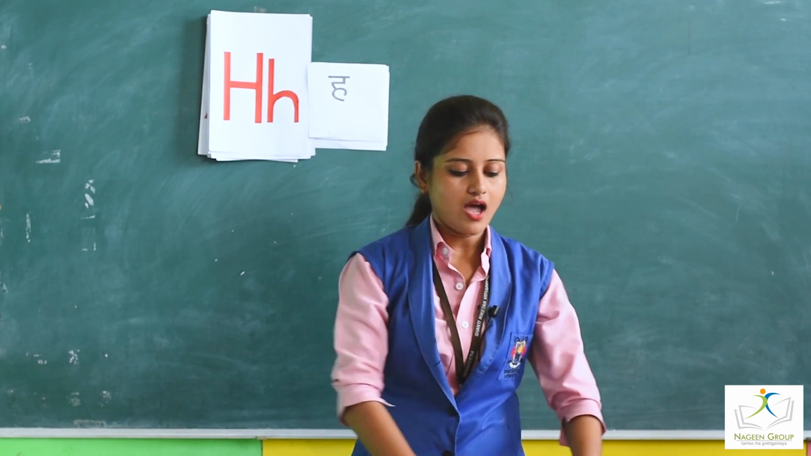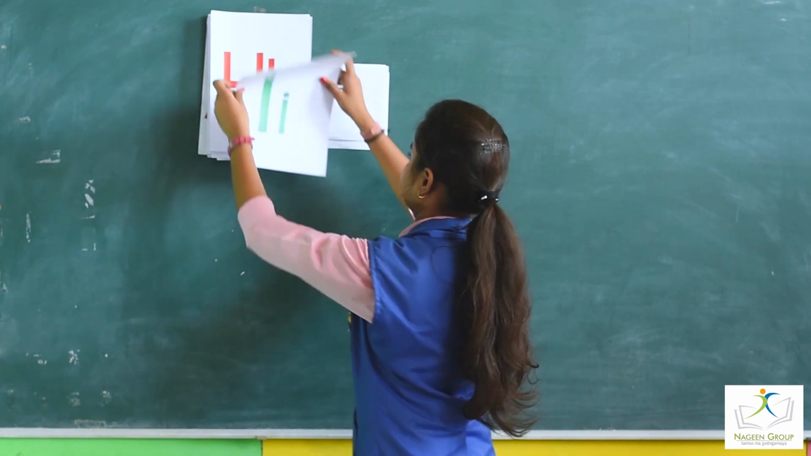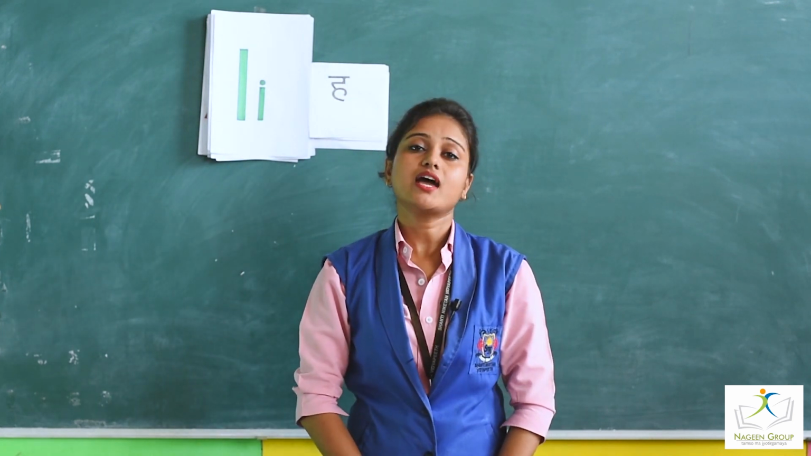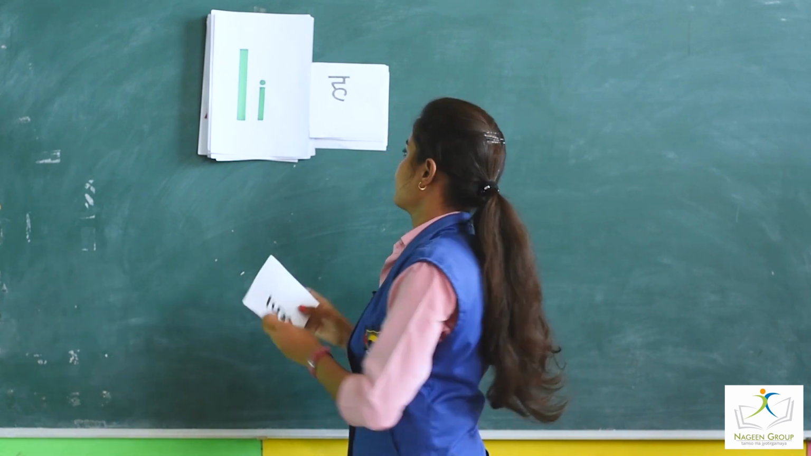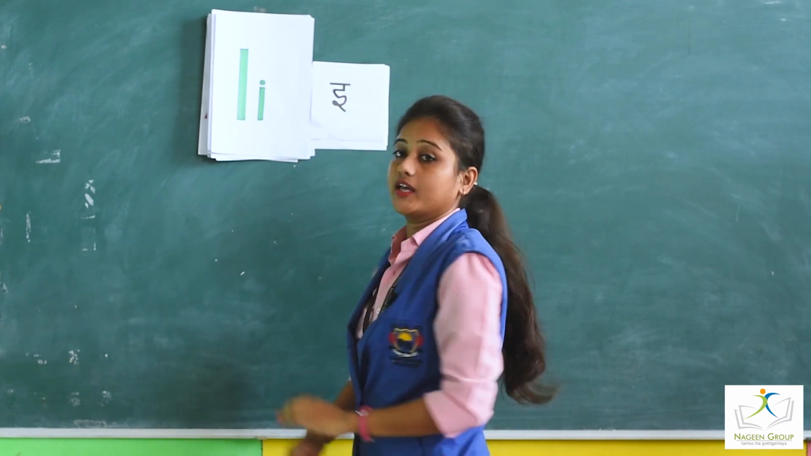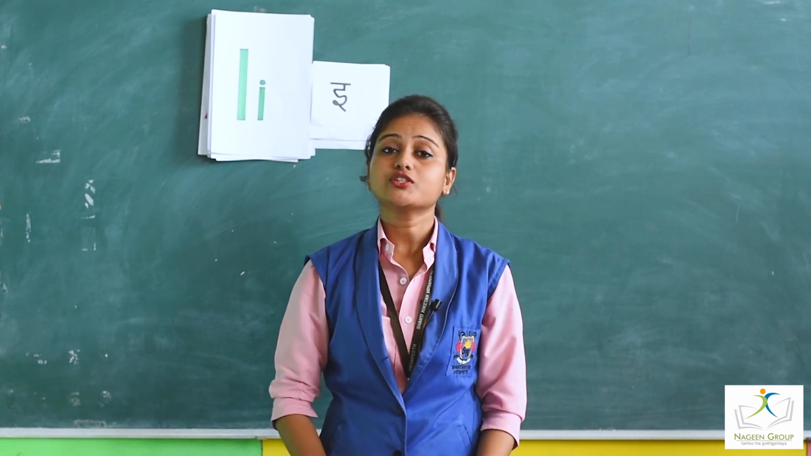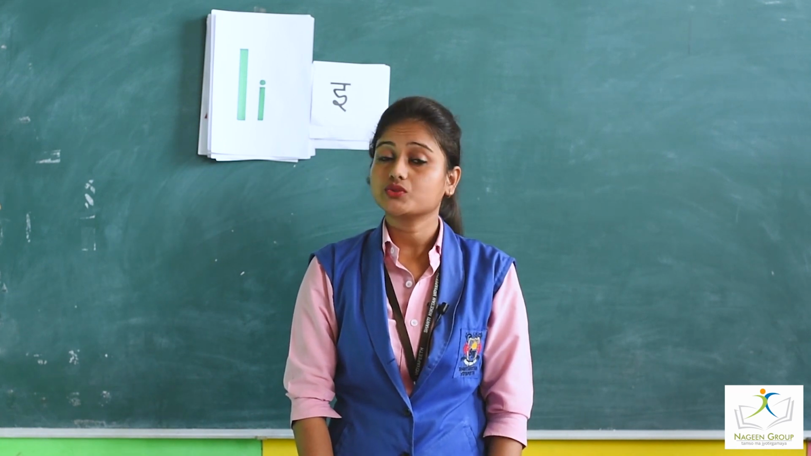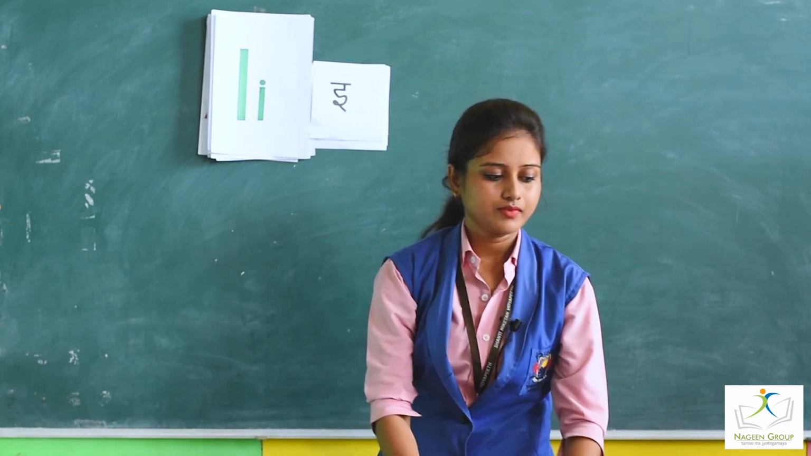Next, I have the letter I. What is this? I. What is the sound of letter I? Letter I also has two sounds. One is E, as in ink pot, igloo. Next, when the second letter of the word is followed by any vowel, then the sound of I converts into I, like in ice cream.